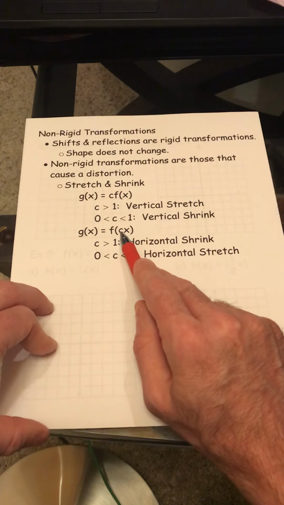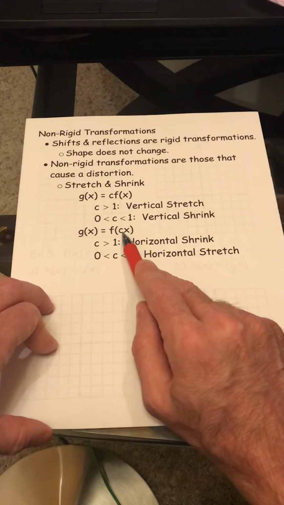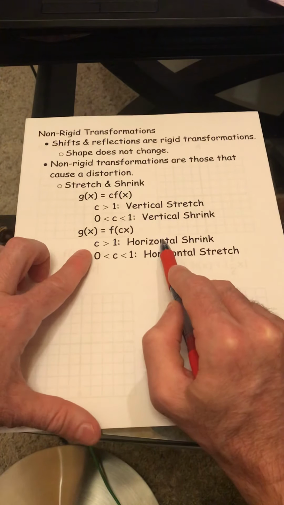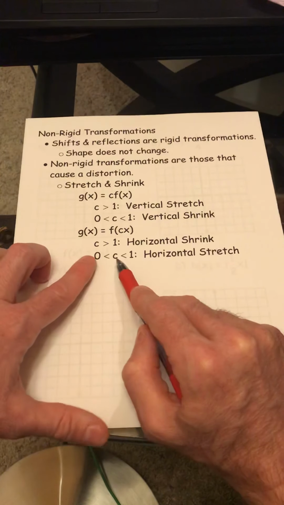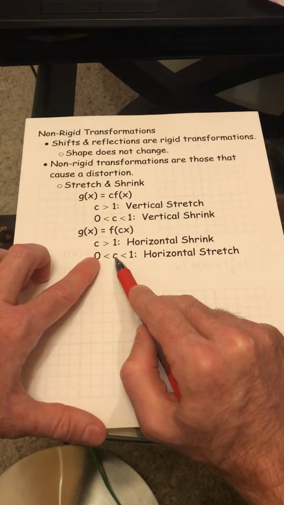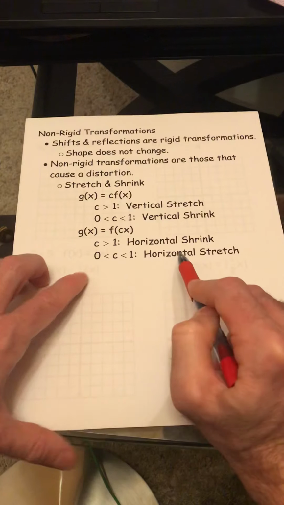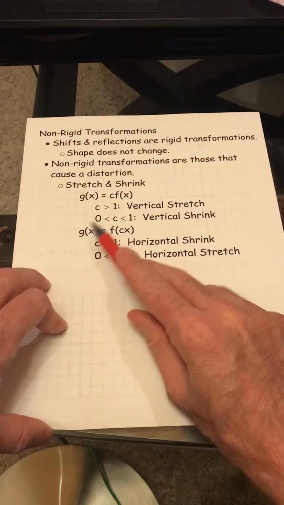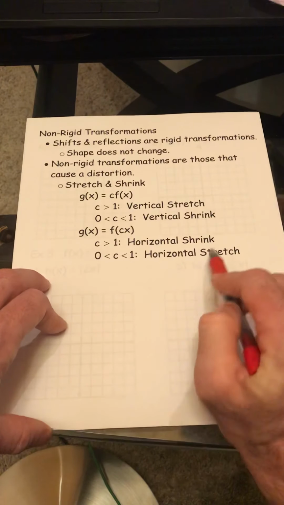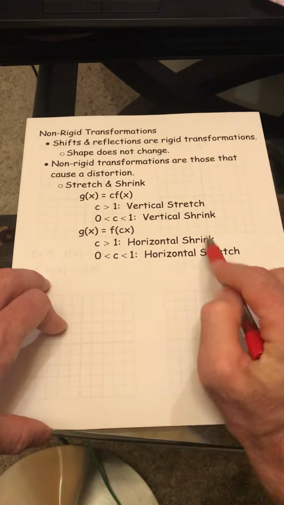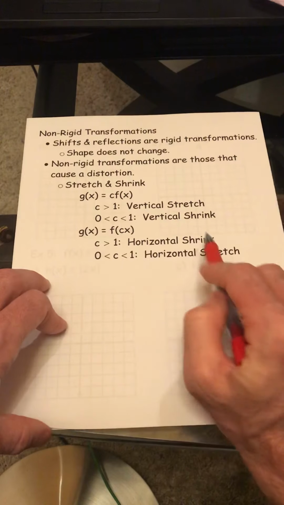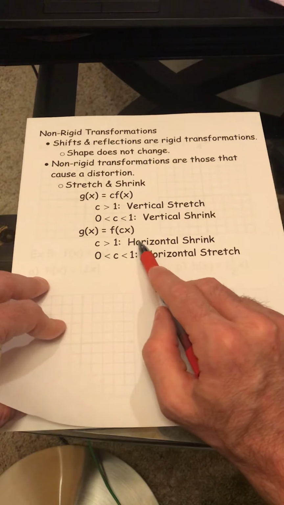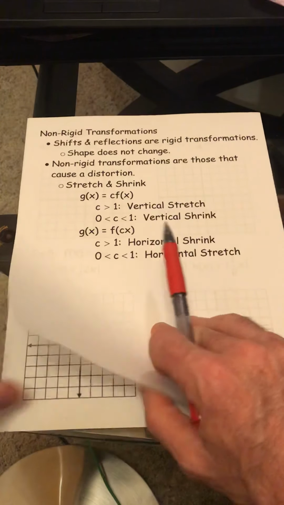If you have a number multiplied within the function, if it's greater than 1, that's going to actually work in opposite and be a horizontal shrink. If the value is between 0 and 1, that will actually stretch it horizontally. You don't see this used a lot until next semester when we start working with some trigonometric graphs, graphing some sine waves, but that's why we do go ahead and include this even now.